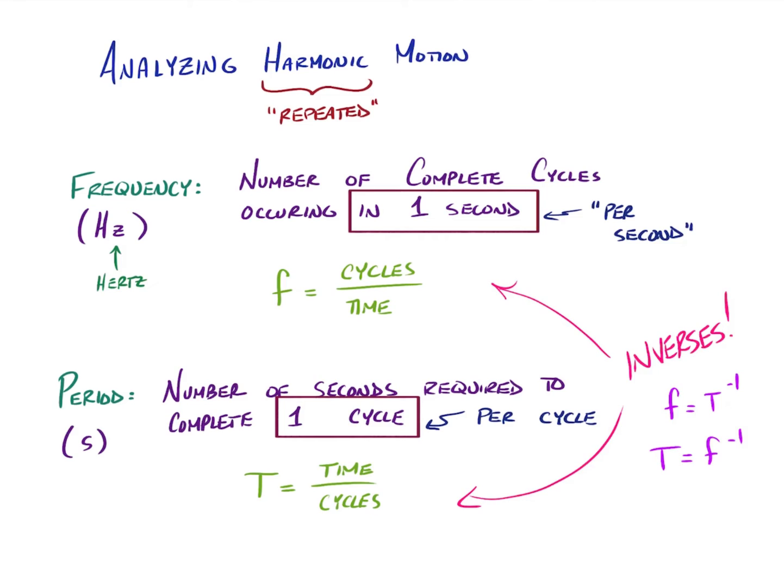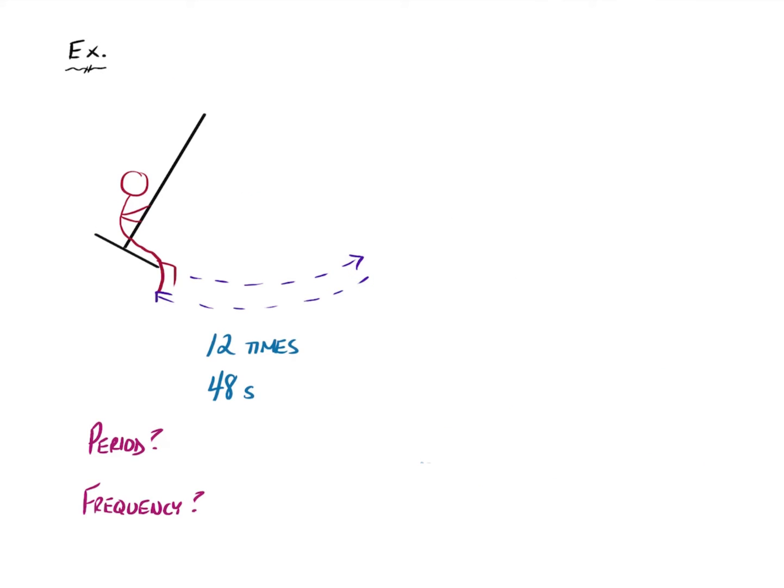All right, so let's look at an example here and see how we can calculate these. Let's say someone is on a swing and they complete 12 full there and back cycles. So one cycle is not just there to the other side, it's there and back. So 12 complete cycles over the course of 48 seconds. If we want to find the period, we know that the period is the time it takes divided by the number of cycles. So the total time was 48 seconds, and in that time we completed 12 cycles. So the period of this motion was 4 seconds. That means it takes 4 seconds to complete one full cycle.